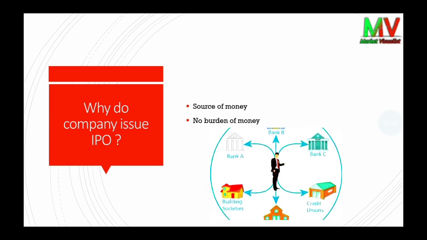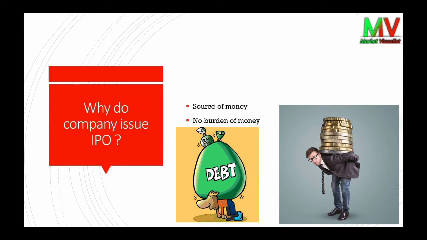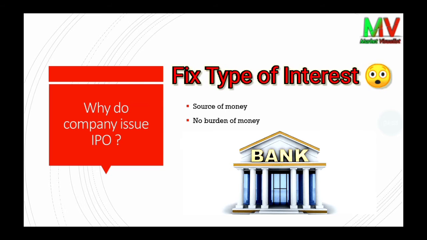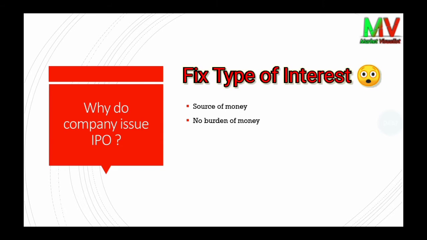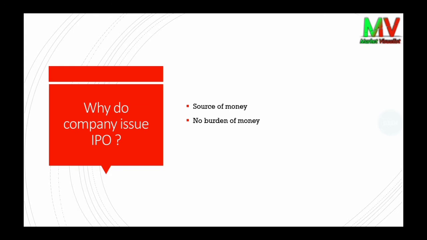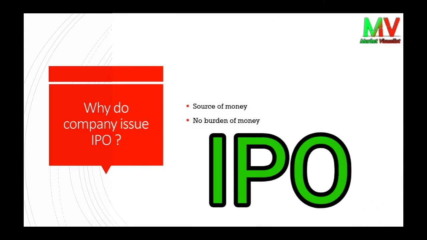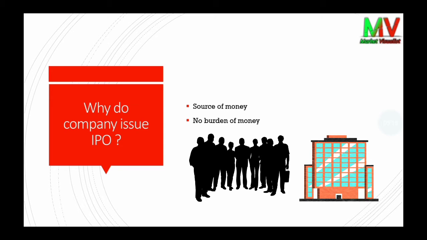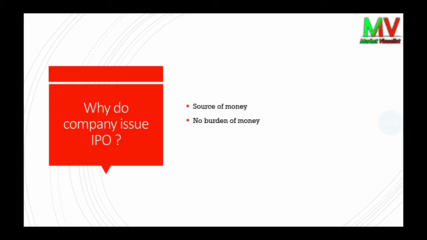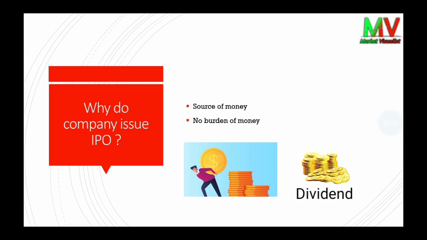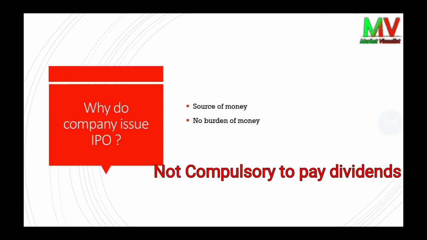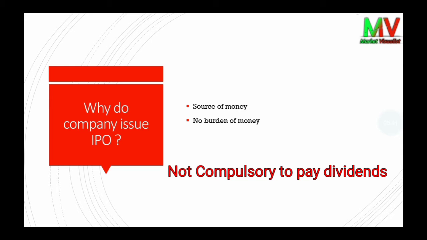Though it has so many sources, a company goes for an IPO because there is no burden of money. When a company takes a loan from the bank, it has to pay a fixed interest to the bank. When a company takes a loan from a financial institution, it also has to pay interest. But when a company issues an IPO, it issues only equity shares, and the company gets the money from the public without being bound to pay any dividend. If the company has extra profit, it can choose to pay a dividend. Otherwise, it is not compulsory to pay a dividend to shareholders.